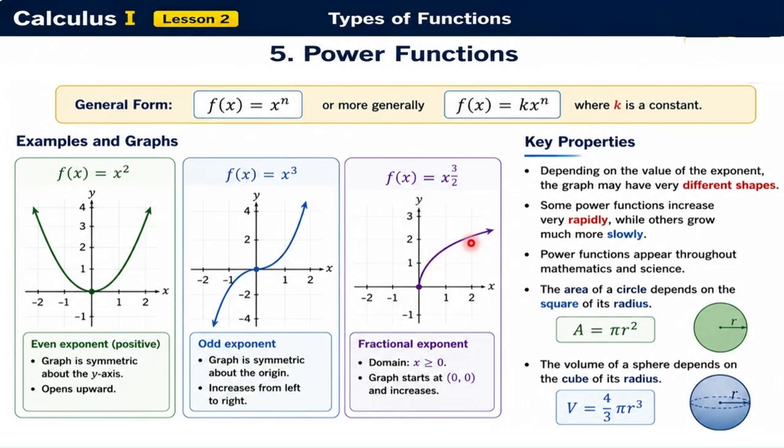Depending on the value of the exponent, the graph may have very different shapes. Some power functions increase very rapidly, while others grow much more slowly. Furthermore, power functions appear throughout mathematics and science. For example, the area of a circle depends on the square of its radius, while the volume of a sphere depends on the cube of its radius. These are examples of power models that we will study in more detail later in this lesson.